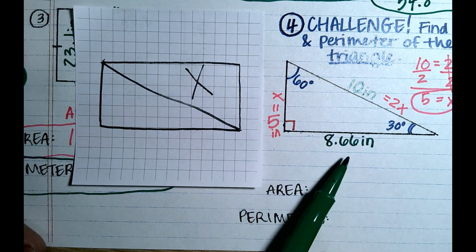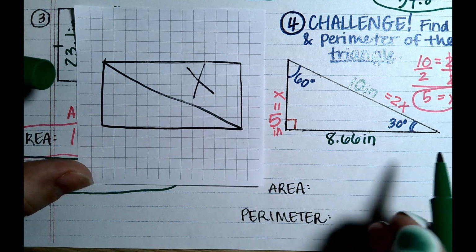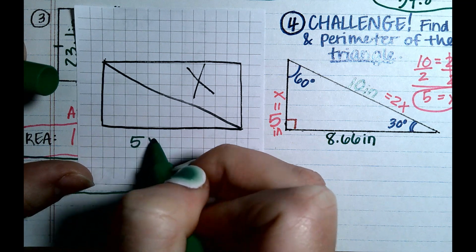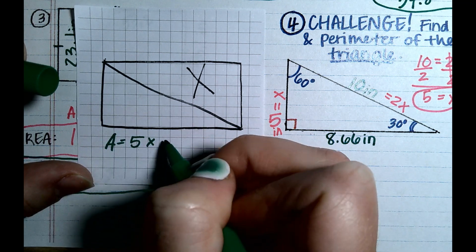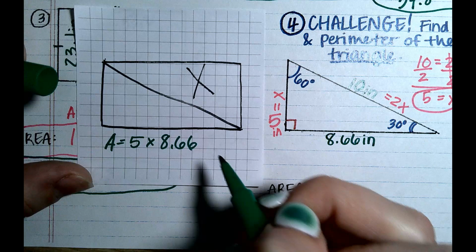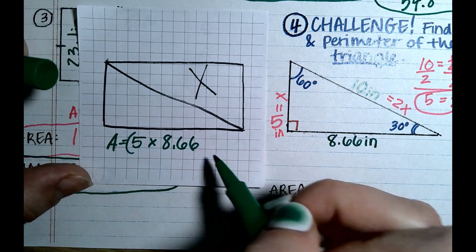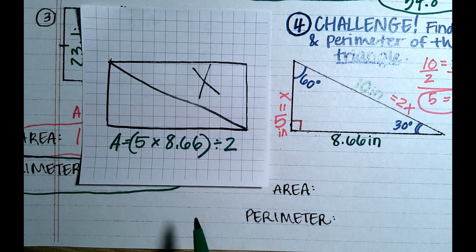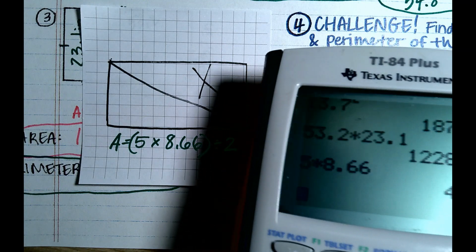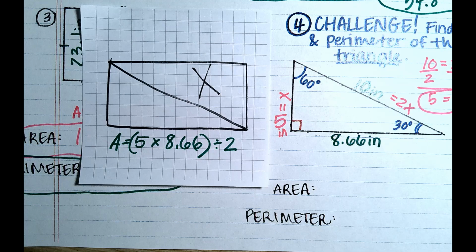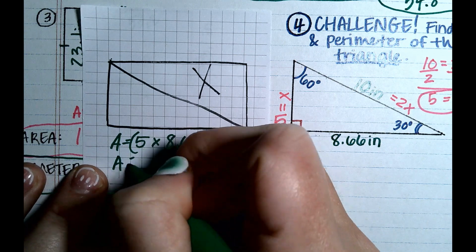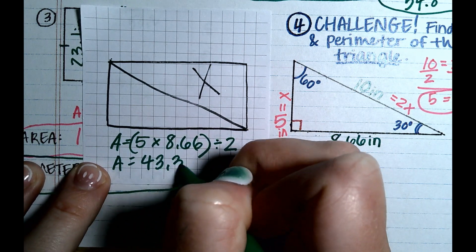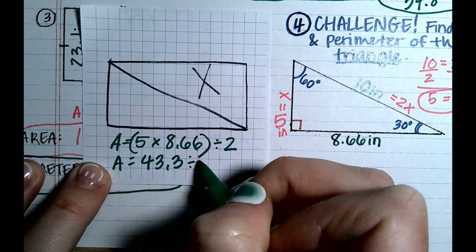You did 5 times 8.66? Okay, so I'll write that over here. 5 times 8.66, this is area, and we basically divided that by 2. And let's see, 5 times 8.66, what does that give us? 43.3, divide by 2.